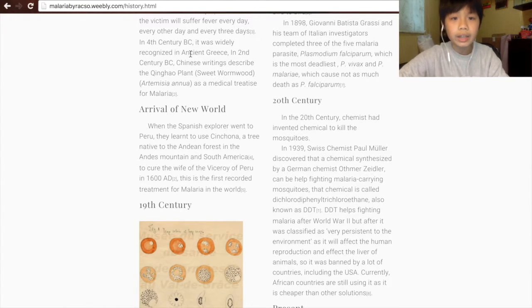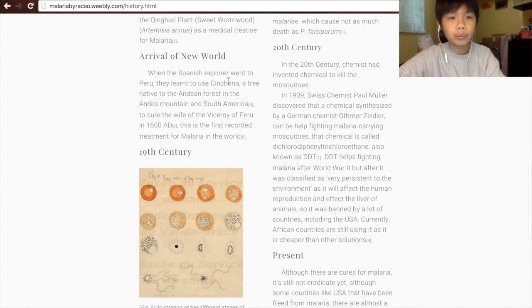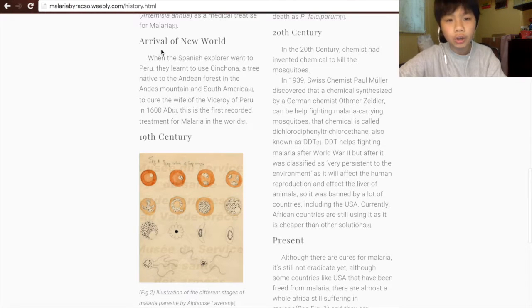another Chinese writing said that the Qinghao plant, which is sweet wormwood, is a medical treatment for malaria. When the Spanish explorers went to Peru, they learned to use the cinchona, a tree native to the Andean forest, to cure the wife of the viceroy of Peru, who had malaria, in 1600 AD. This is the first recorded treatment for malaria in the world. That means there were probably a lot of treatments for malaria before, but this is the first written one.